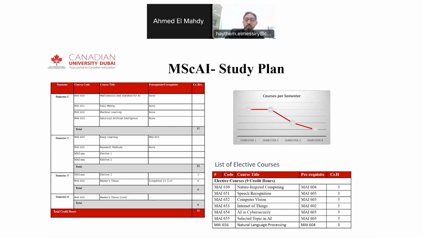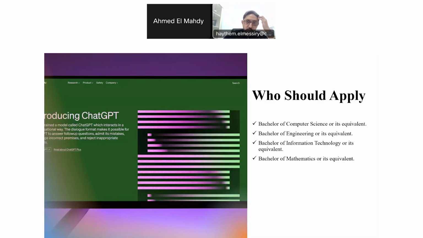Even we have the course which is selected topics in AI. This means that you can take new emerging trends in AI and embed them in the course itself, and this will give a type of flexibility, as I mentioned, to embed new AI technologies in the syllabus itself. So you have a type of flexibility.